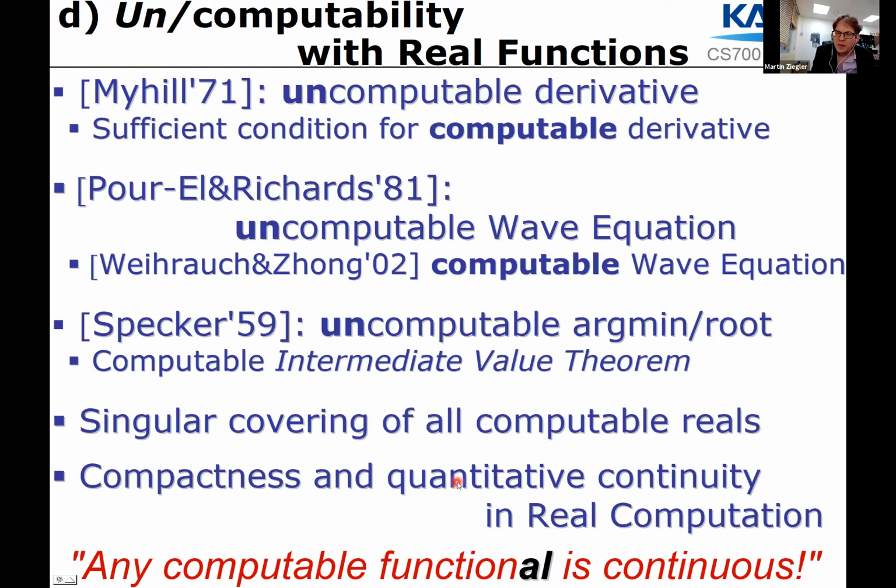And finally, the last and arguably most abstract part of this section D on uncomputability of real functions is about how compactness becomes crucial, a crucial generalization of finiteness from the discrete setting to the continuous setting of real computation, and more generally to computing on topological spaces, which we will discuss in chapter 3 of this course.